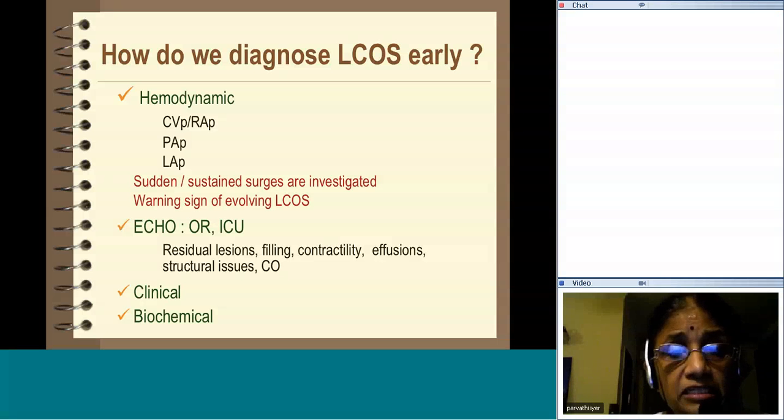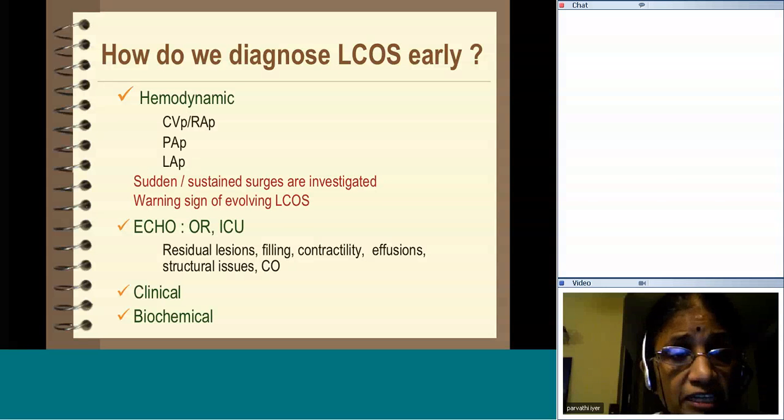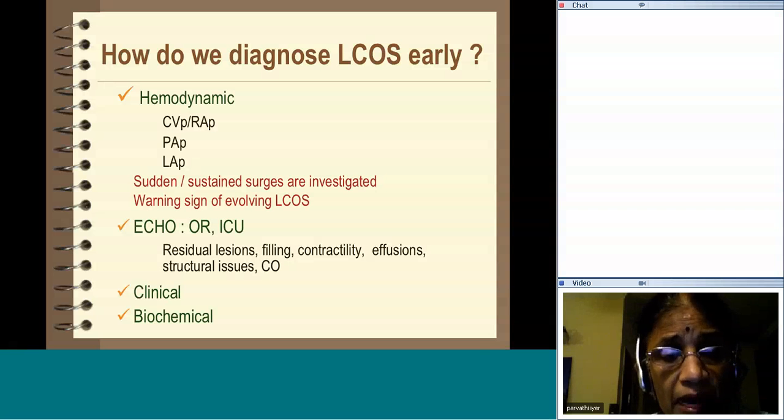We should not have higher than anticipated baseline or surges of right atrial or left atrial or central venous pressure. As you saw, echocardiograms are useful both in the operating room and in the intensive care unit. They are useful to look for residual lesions, for ventricular filling, for myocardial contractility, for collection, for any other structural issues, and also indirect measures of cardiac output.